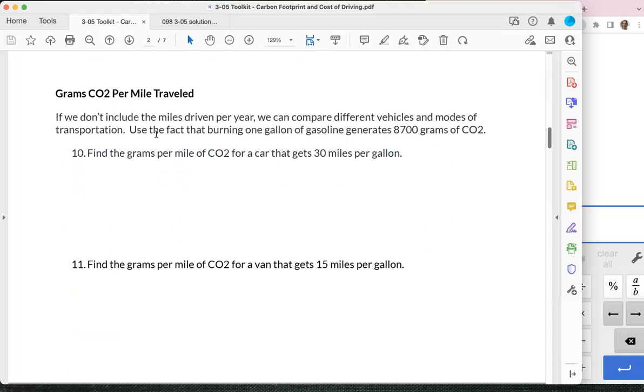Two more questions on this page. Grams of CO2 per mile traveled. We worked out something similar to this in the previous lesson. If we don't include the miles driven per year, we can compare different vehicles and modes of transportation. Use the fact that burning 1 gallon of gas generates 8,700 grams of CO2.